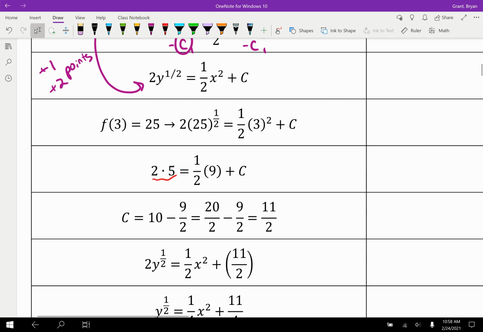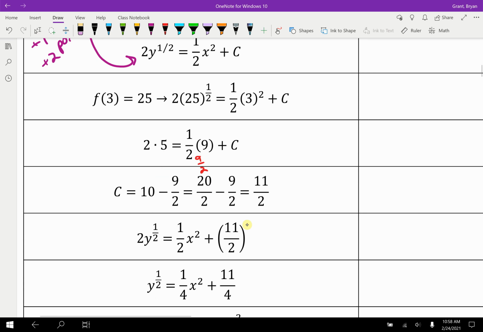Right? And then we just have to subtract to isolate c, right? We subtract 9 halves from each side. 10 minus 9 halves, treat that as 20 halves. 20 minus 9, c is 11 halves. Okay. Finding the value of c gets you another point.